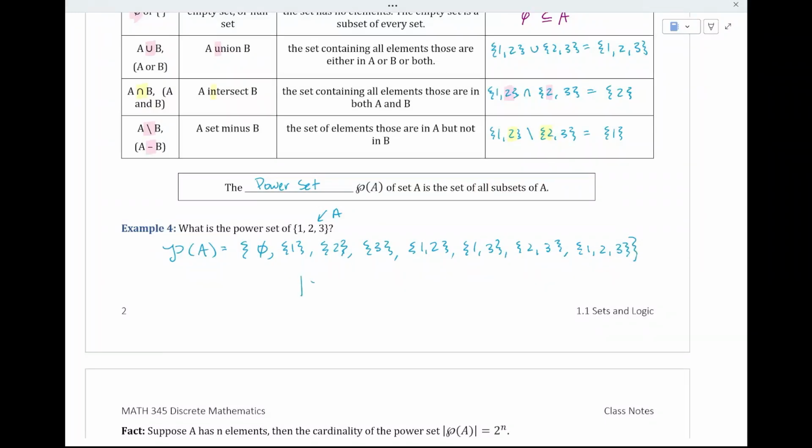What is the cardinality of our power set? How many elements are in the set? 1, 2, 3, 4, 5, 6, 7, 8. The cardinality of the power set is 8. And let's take a look at that. Is there a special relationship going on there? And the answer is yes.